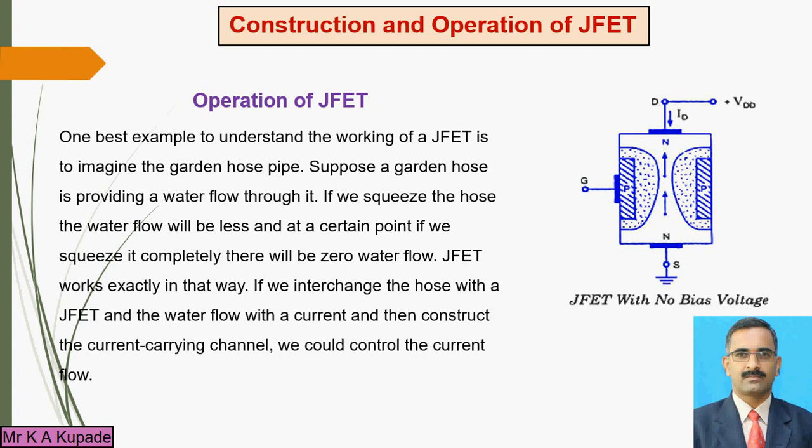Due to the open situation, the barrier width is developed, and the current flows in between the two barrier widths. That means the majority carriers are flowing from source to drain. Now, if you consider conventional current, then the ID current flows through the drain toward the source.